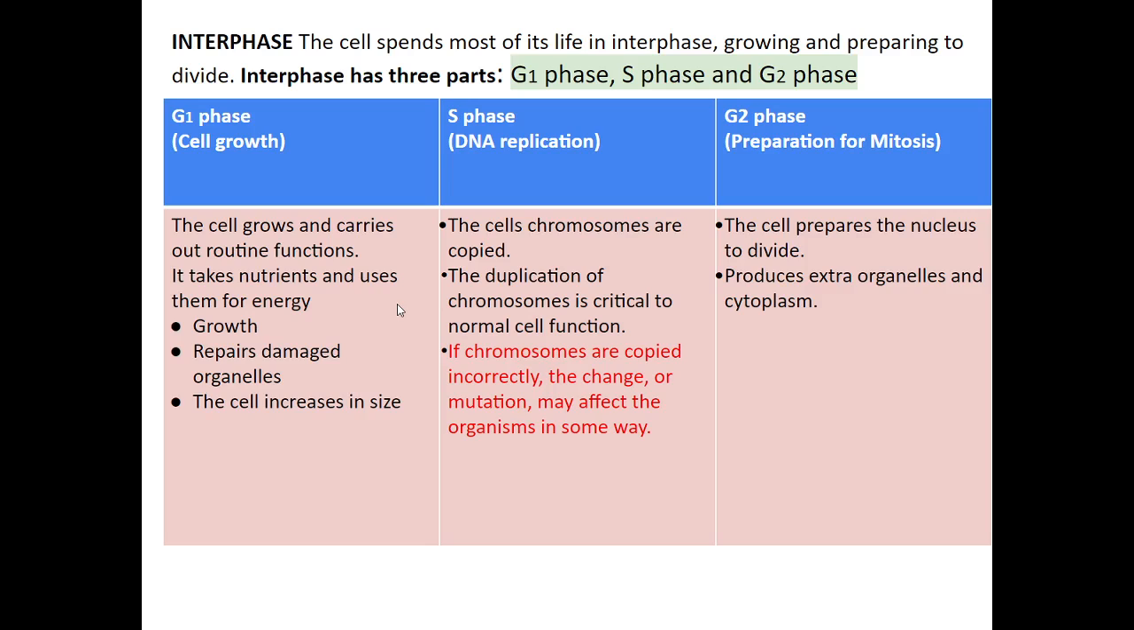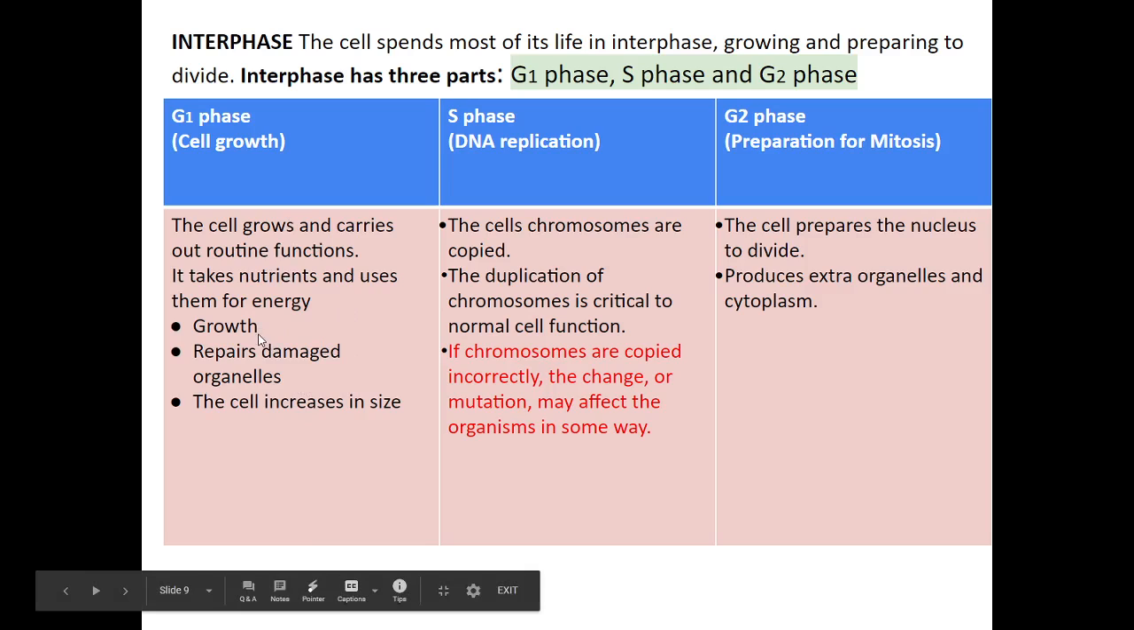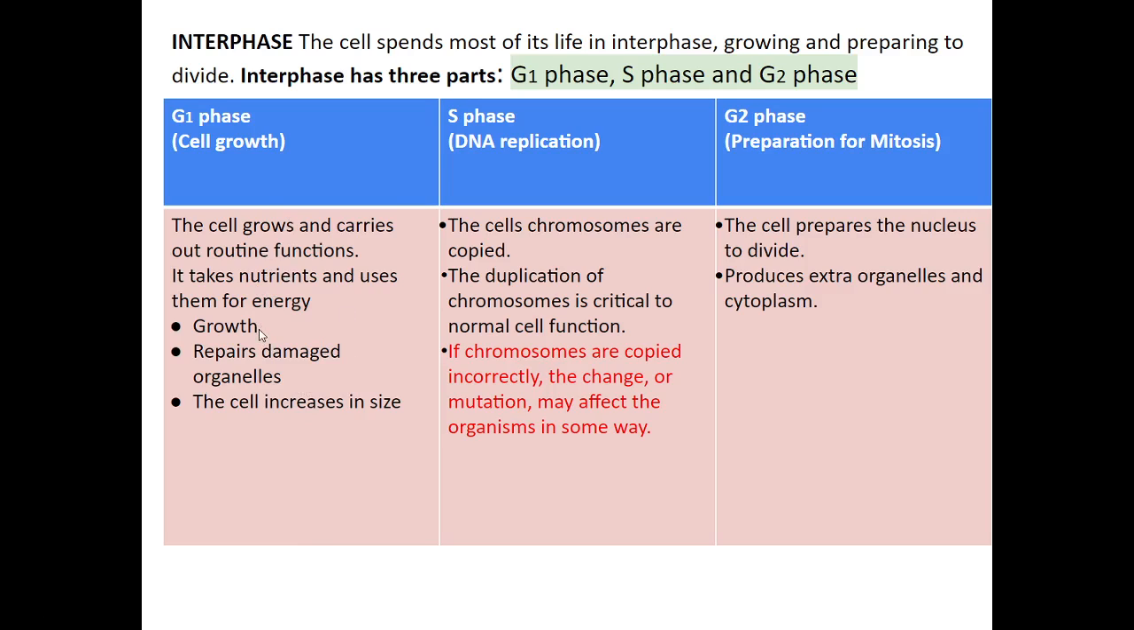So let's take a quick look at the 3 parts of interphase, not including G0, because remember, in the G0 phase it's just sitting still and doing its job. But the G1 phase is cell growth. The cell grows, it repairs any damaged organelles, it increases in size. It does carry out its routine functions, it takes nutrients and uses them for energy, but it is growing. That's what's different than the G0 phase. G1 is the same as G0, except that it is growing.